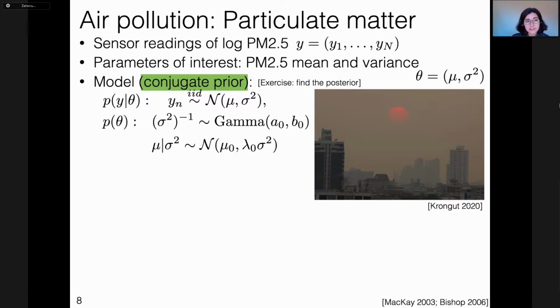And so I want you to just take a second and think, wait, I thought the whole point of this talk was to figure out what is our approximate posterior. So why are we looking at a problem where we know the exact posterior? Does anybody have any thoughts about that? Why would we look at a problem where we can actually calculate the exact posterior in closed form?